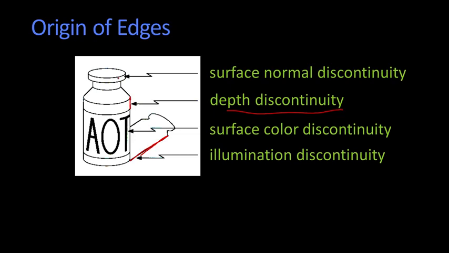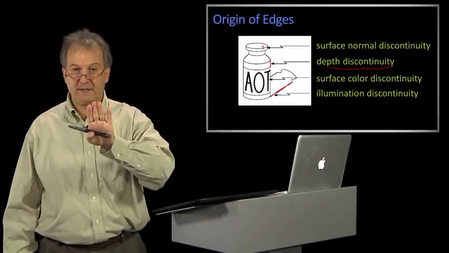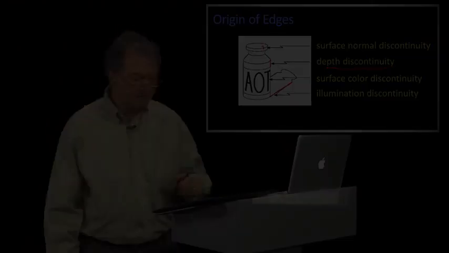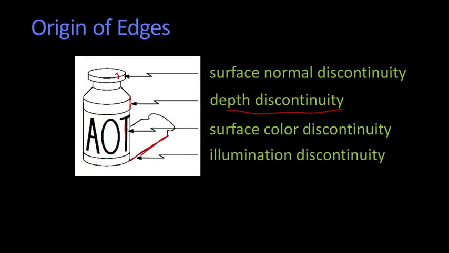Up here, from this top to there, there's a discontinuity in the surface normal. That is, the shape is one way, and then the shape changes and it's pointing in a different direction. And then finally, edges here can be due to essentially color discontinuity. So we go from white to black on the same surface, same illumination, same shape and everything, but the reflectance is actually different. So that's what edges look like.